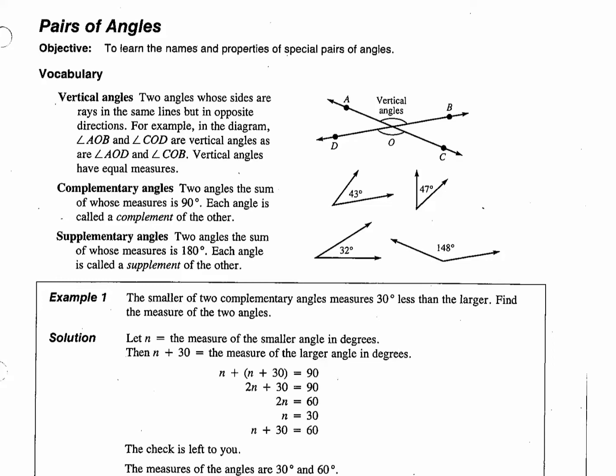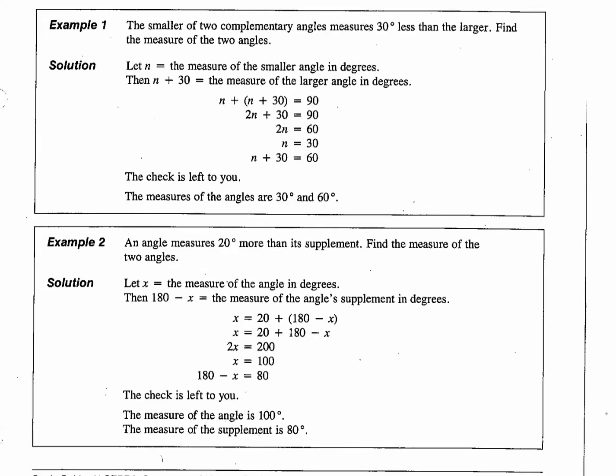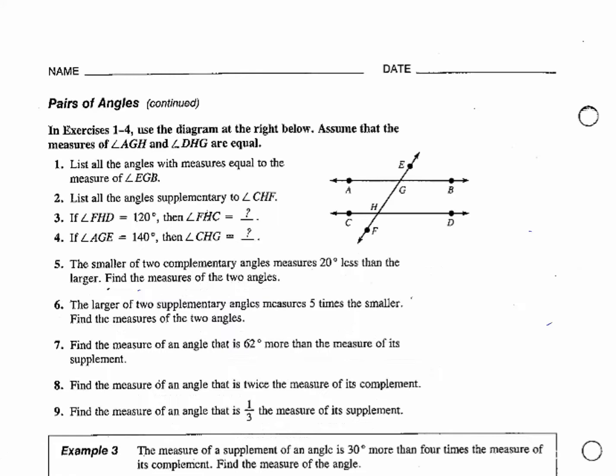Then we have complementary angles, which are two angles that add to 90 degrees. Supplementary angles are two angles that add to 180 degrees. If you look here at example 1 and example 2, they have two different word problems with complementary and supplementary angles. You need to read through these and see how they set it up because we're going to do some word problems in this section. Okay, so let's go to the next page.